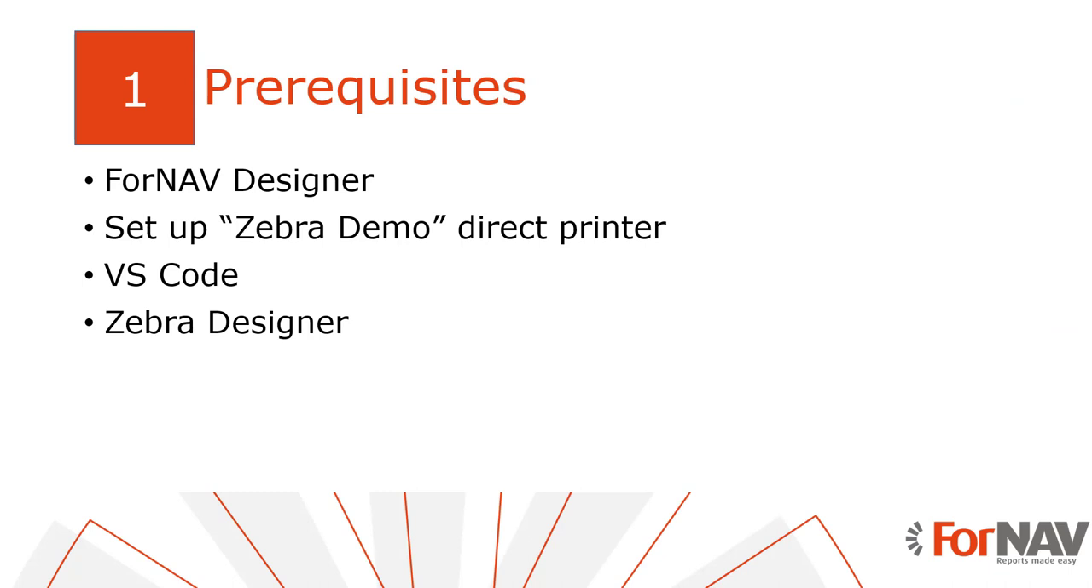Today I will work in a Business Central Cloud tenant with the Business Central 2023 Wave 2 release. I have installed the app source version of the ForNAV customizable report pack, and I have executed the step-by-step wizard from the assisted setup to get started. I have also set up the ForNAV Direct Print client on my local machine, and I've created the Zebra demo printer. I have installed the ForNAV designer, which can be downloaded from the ForNAV website. I have also installed Visual Studio Code with the AL language extension and the Zebra designer.